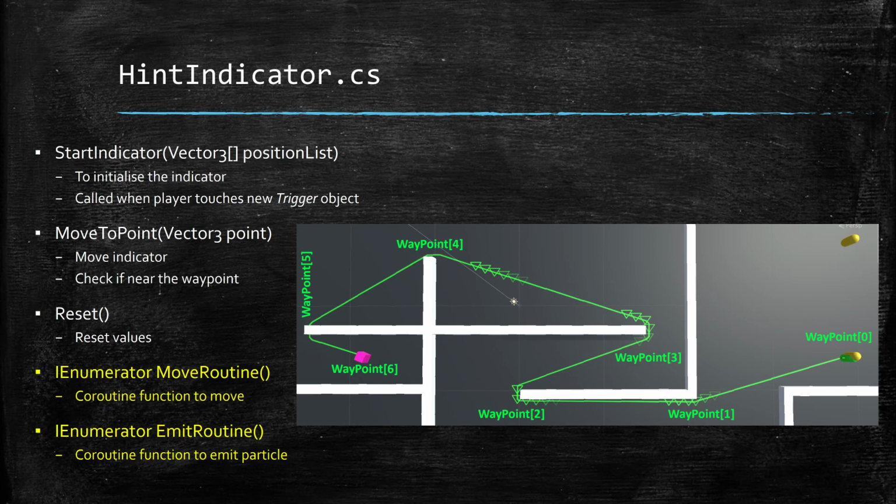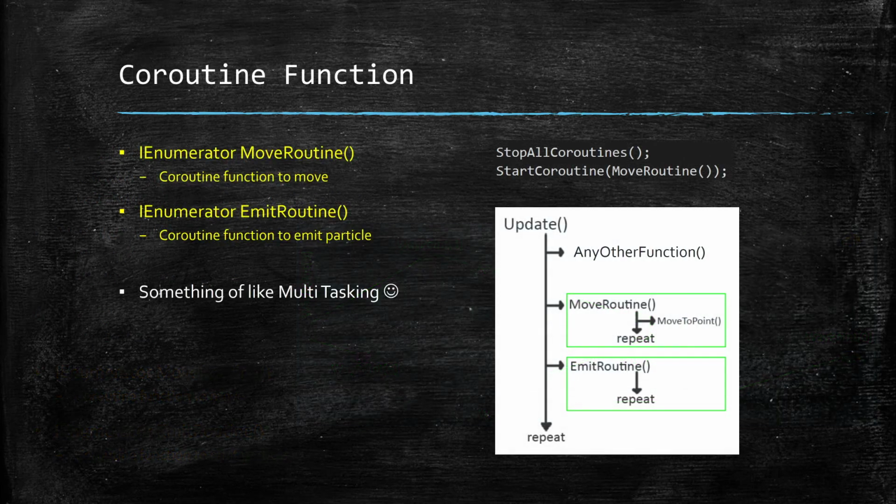So that's the idea of this hint indicator moving. As mentioned, the move routine coroutine function kind of repeats within itself, and it isn't affected by anything that's done by the update function.